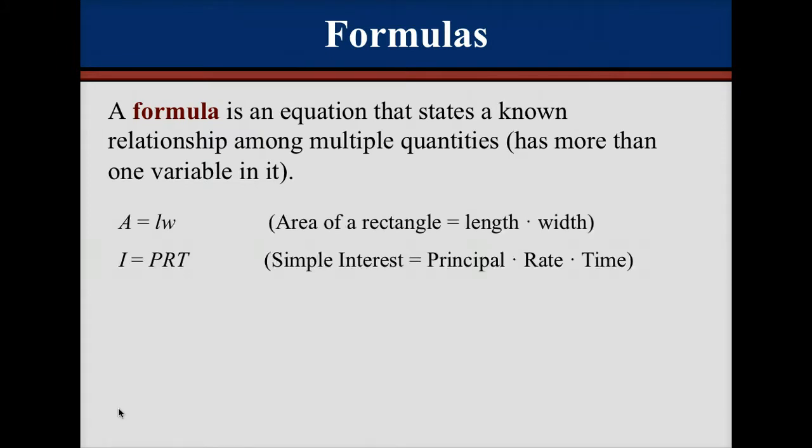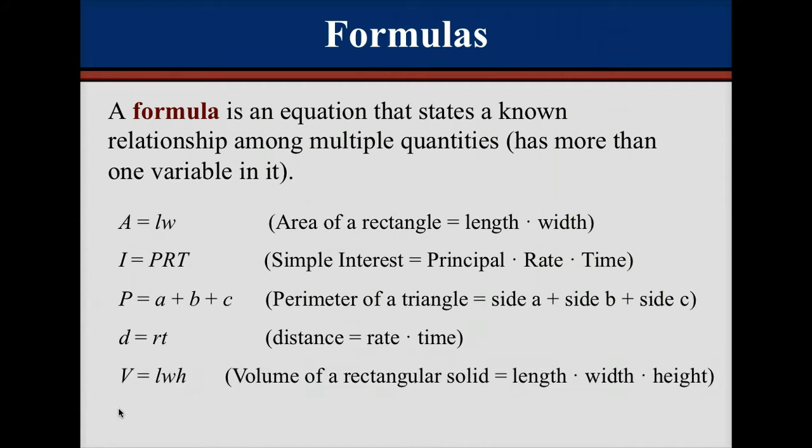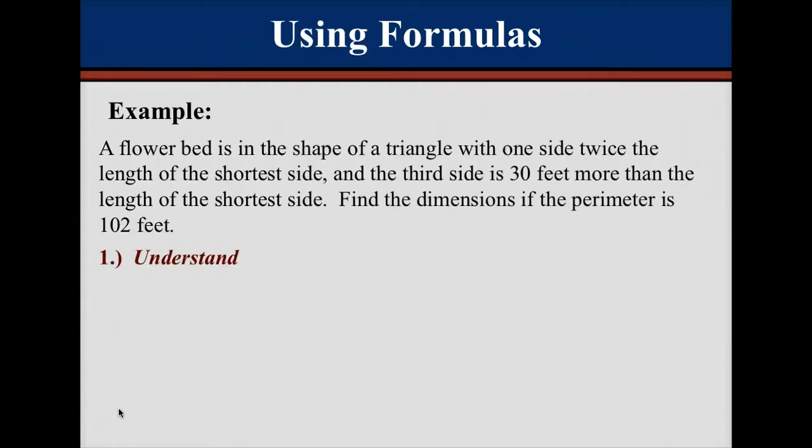These are some formulas. You're also going to find them on page 68. These would also be advantageous to place in your notes. Okay, example. We have a flower bed, and we're told it's in the shape of a triangle. One side is twice the length of the shortest side, and the third side is 30 feet more than the length of the shortest side. Find the dimensions if the perimeter is 102 feet.